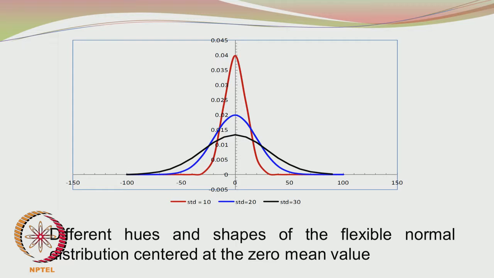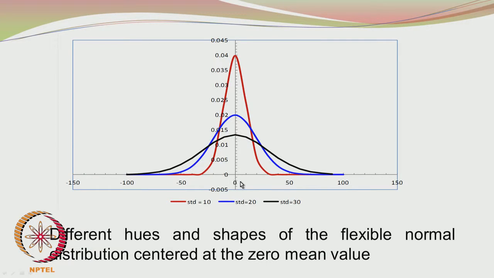The normal distribution is a very flexible one. It can change shape very easily when you change the parameters. If you look at the normal distribution, it is centered at the mean value. So, by changing the mean value, you can make it move around. Instead of 0, if you say the mean to be 50, the normal distribution will shift and it will be centered around 50.